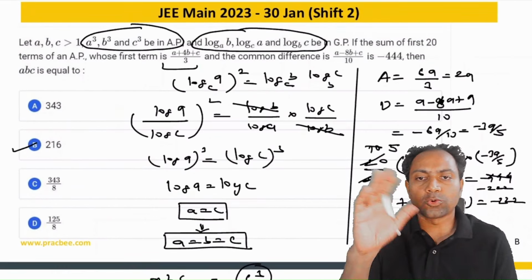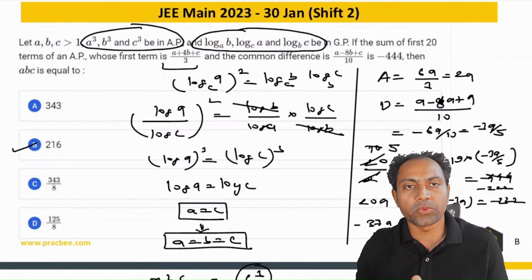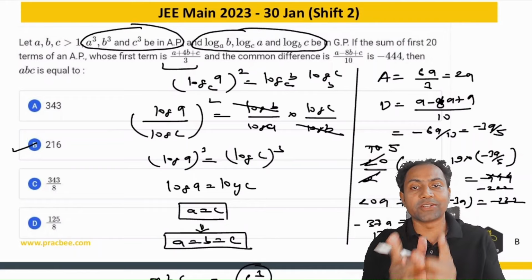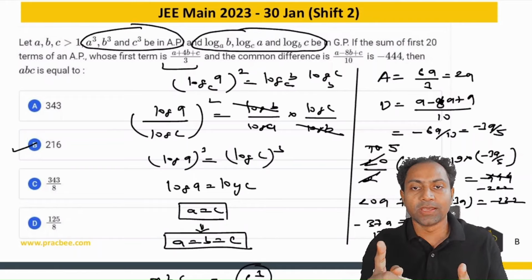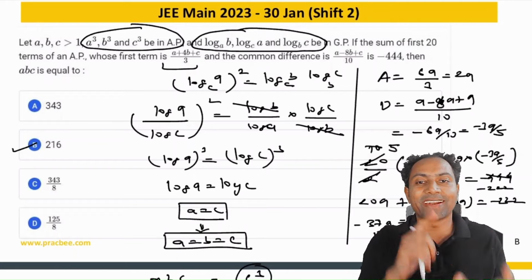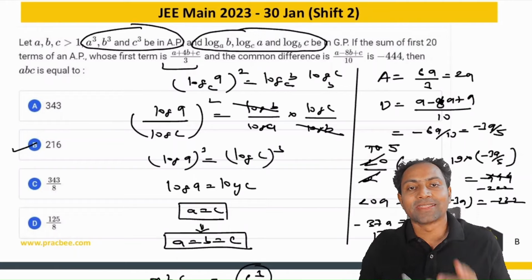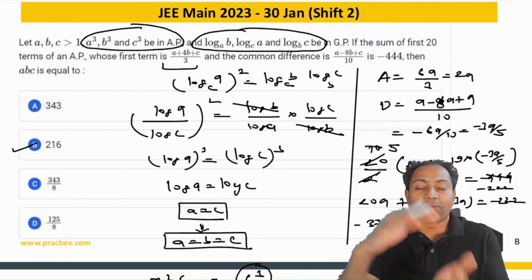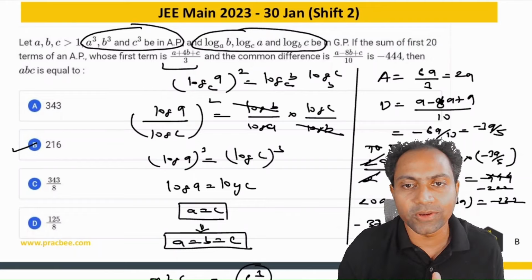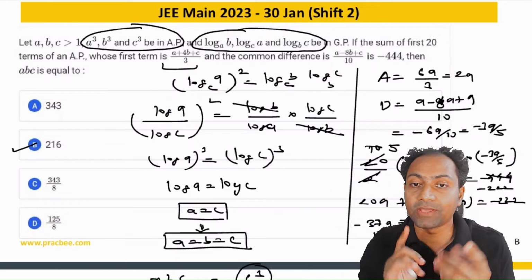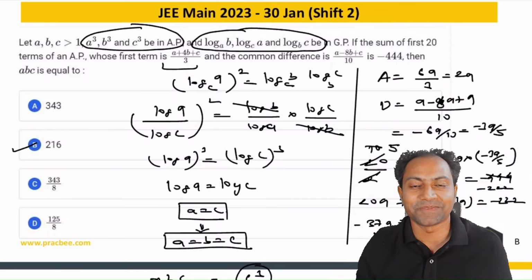You can see that there are two parts of the question. The first part talks about GP and AP. So the GP condition gave us that A is equal to C. If I put that condition into AP, I get A is equal to B is equal to C. Then there is an alternate condition, and again another kind of series they are talking about in terms of capital A and capital D. We apply the sum of the series and get the answer from there.